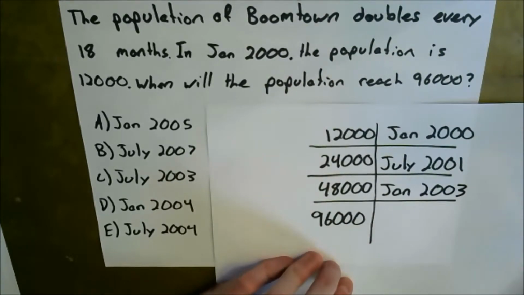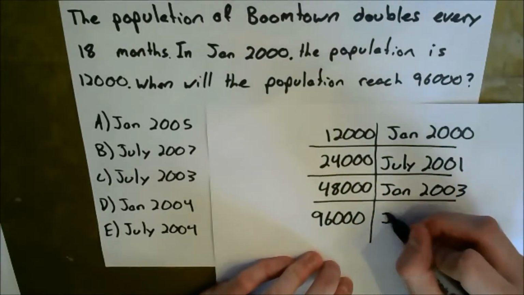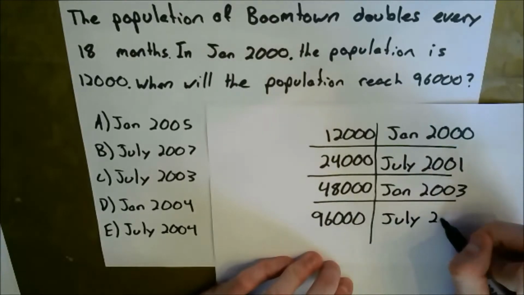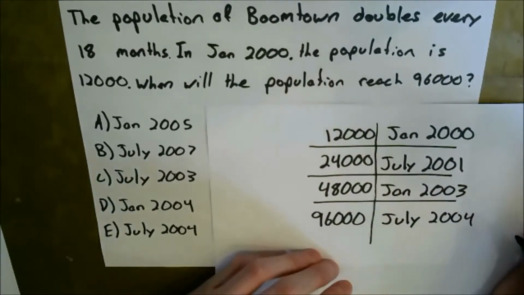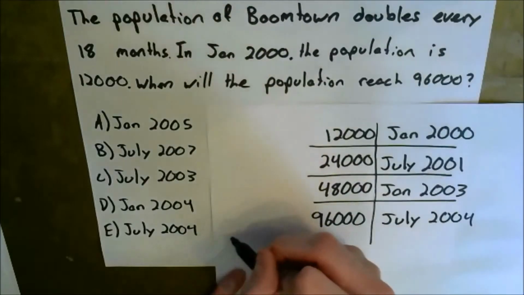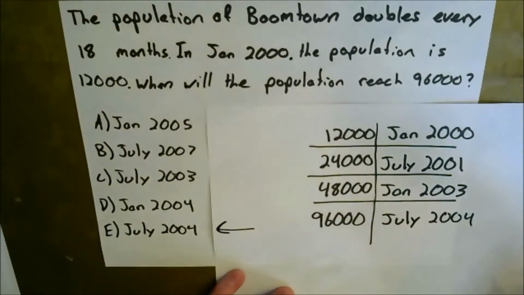All right, one more time. We add 12 months, that brings us to January 2004, and then we add 6 months, which brings us to July 2004. And let's see if that is one of our answers. It is indeed. E, July 2004 is the correct answer.